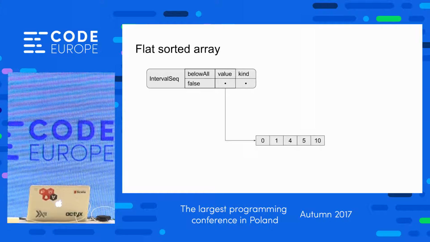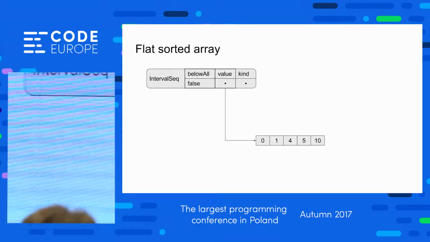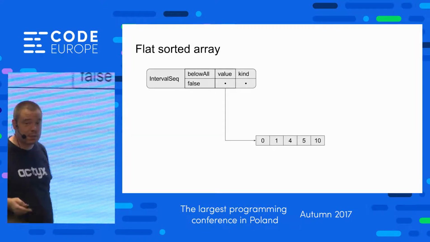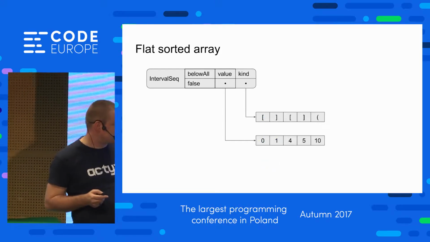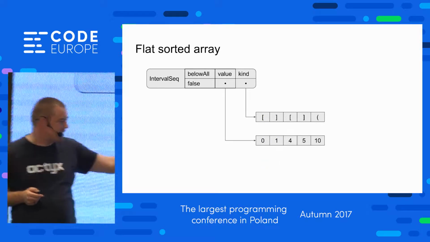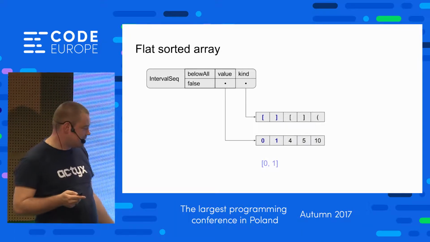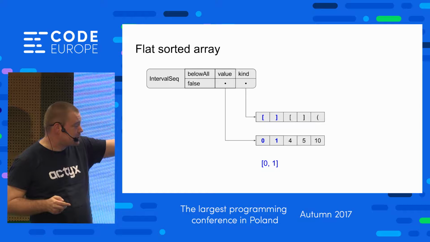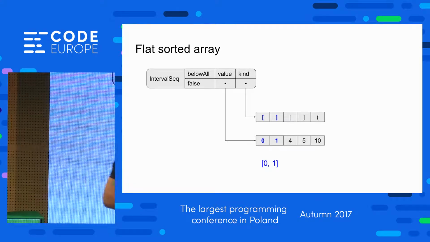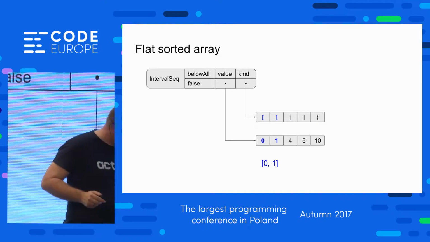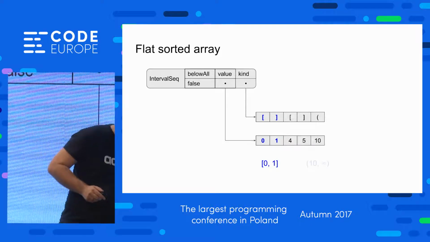Here we have our numbers: 0, 1, 4, 5, 6, 10, like in the last example. And then we have a second array which contains the kinds, basically what exactly happens at the same position. Here we see how the intervals map into these arrays. So the interval 0 to 1 corresponds to these two elements and these two.